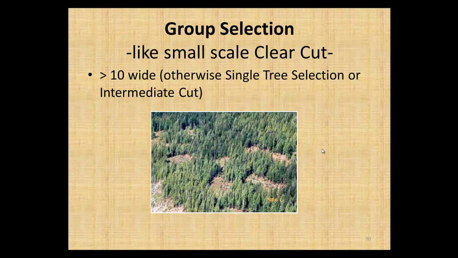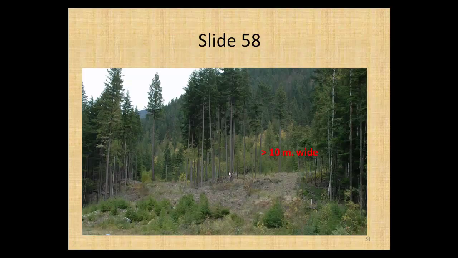So group selection, like small scale clear cut, if it's greater than 10 meters wide, otherwise it's a single tree selection, or intermediate cut if it's less than that. So, you know, these openings are greater than 10 meters wide. So again, I'm just trying to illustrate that if they're greater than 10 meters wide, then you can use the clear-cut survey type of methodology.